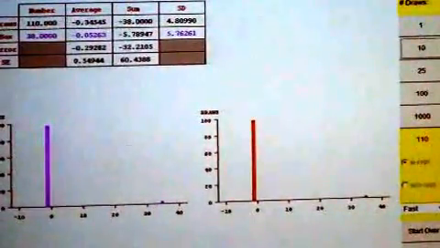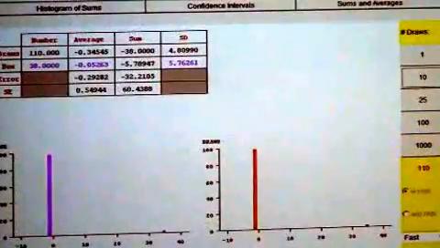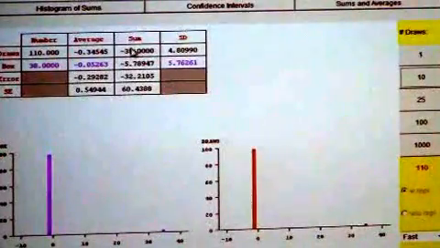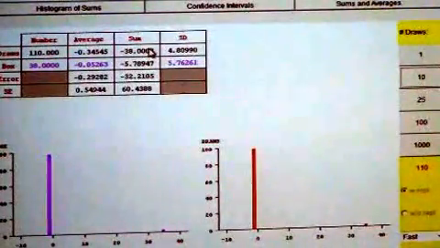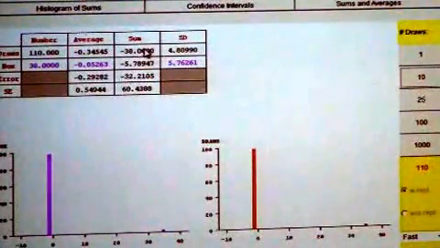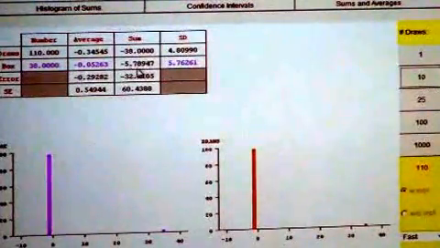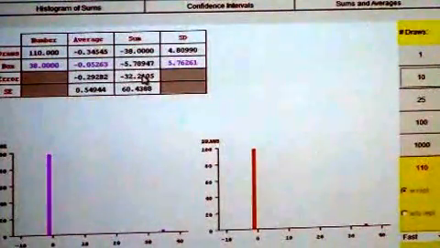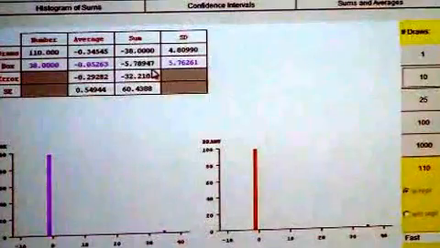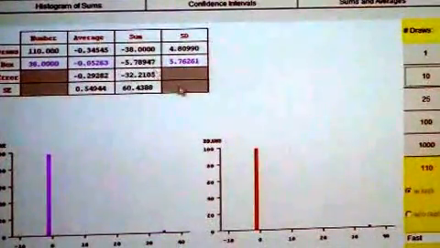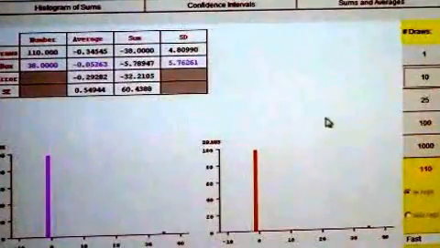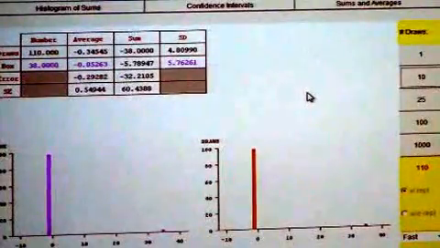How many times have I played? Oh, over 100. That's what happened. So I've lost $38. What did I expect to lose? I expected to lose what? 5. Didn't do very well. I kept losing.